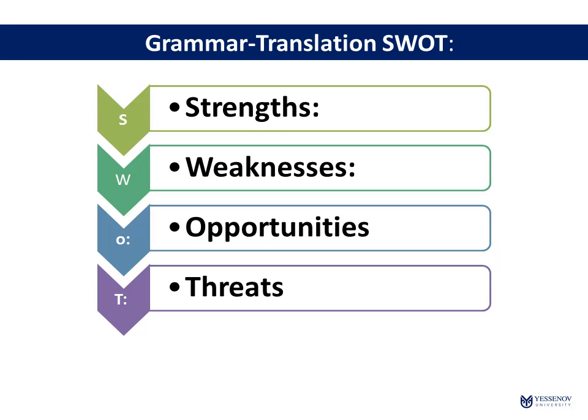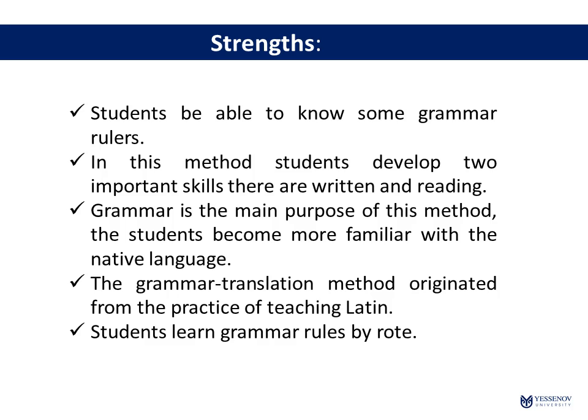This is a SWOT analysis of grammar translation method: strengths, weaknesses, opportunities, and traits. These are the strong sides of grammar translation method. Students are able to know some grammar rules. In this method, students develop two important skills, that is, writing and reading. Grammar is the main purpose of this method. Students become more familiar with the native language. The grammar translation method originated from the practice of teaching Latin. Students learn grammar by rote.